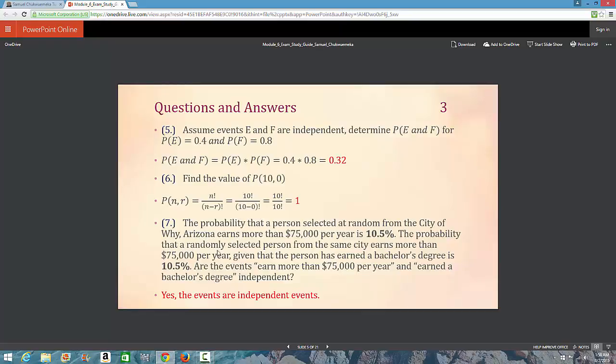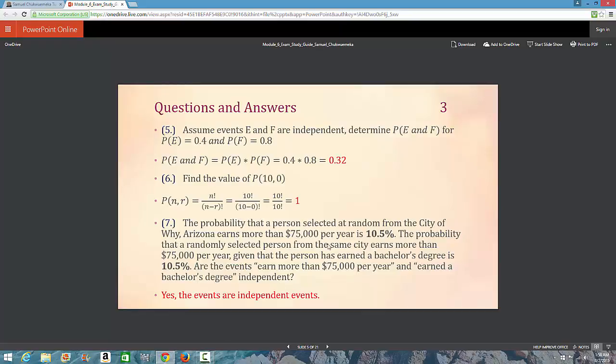City of Y, Arizona, earns more than $75,000 per year is 10.5%. The probability that a randomly selected person from the same city earns more than $75,000 per year, given that, so this is a conditional probability, given that the person has earned a bachelor's degree, is 10.5%. The same. Are the events earn more than $75,000 per year and earn a bachelor's degree independent?